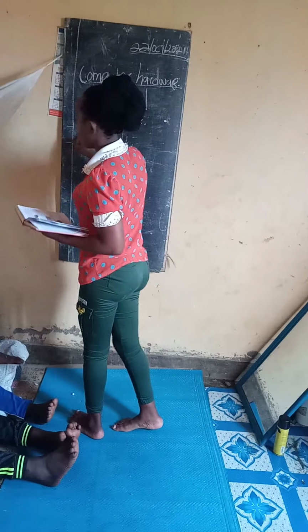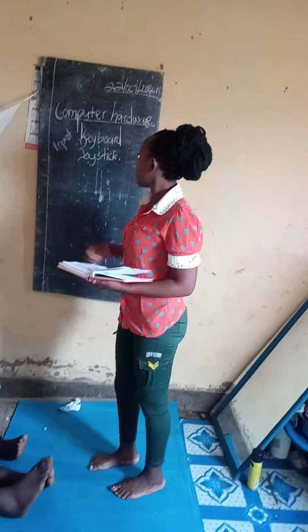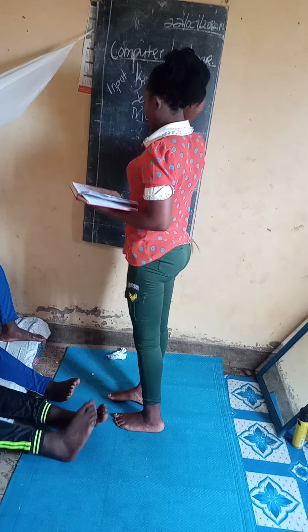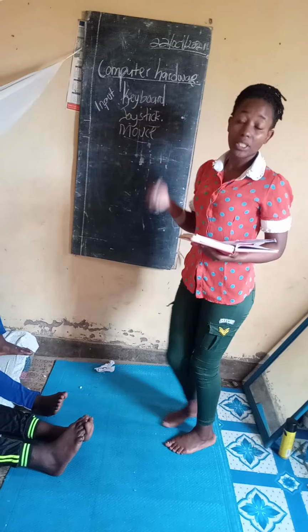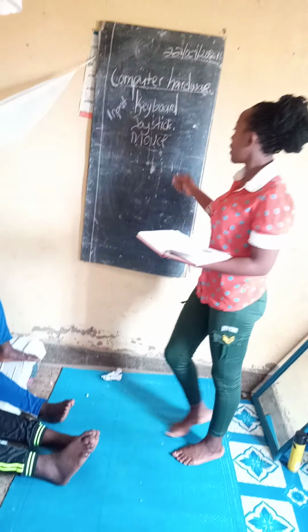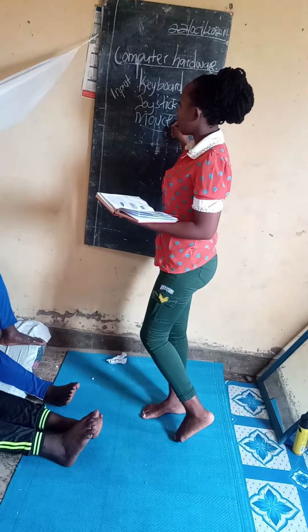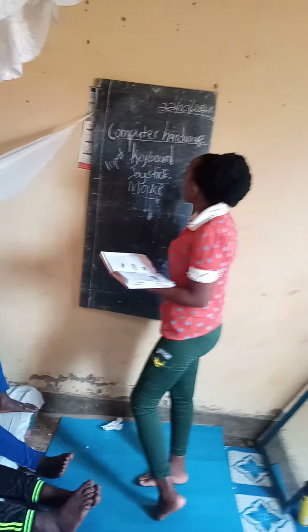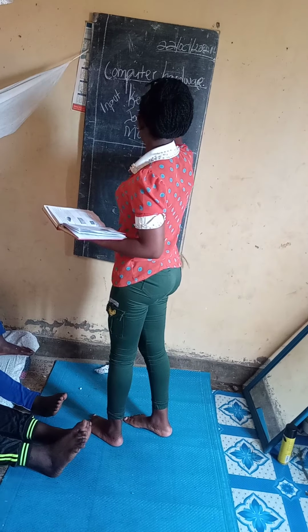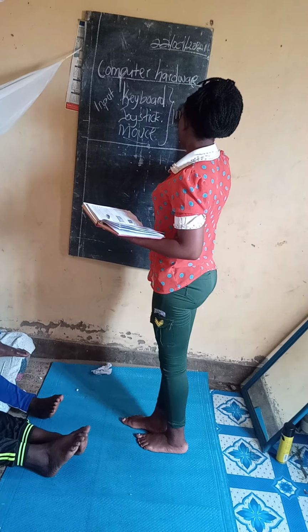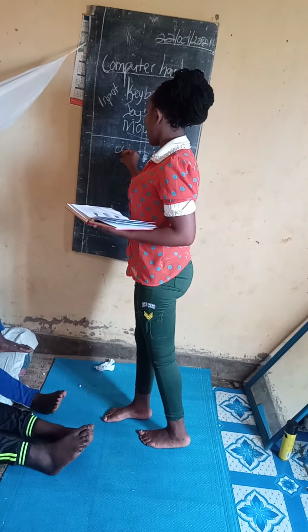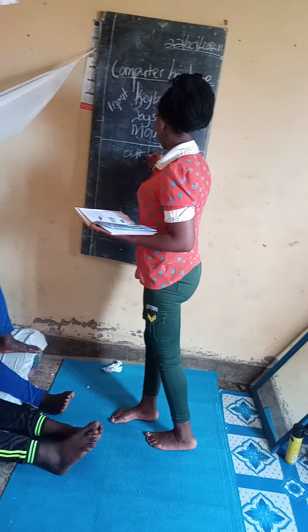We have also, what else? A mouse. A mouse, yes. This mouse is used mainly for pointing. When you're typing, for moving your cursor on a computer, you can use a mouse. A mouse is also an input hardware. So we are going to see also the output devices.